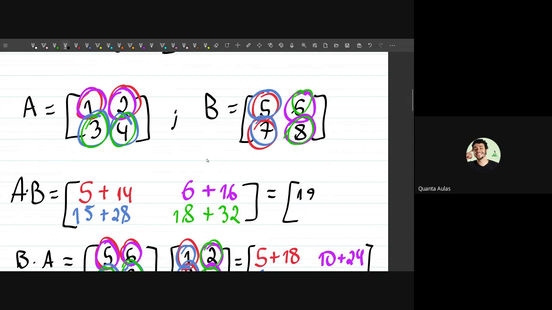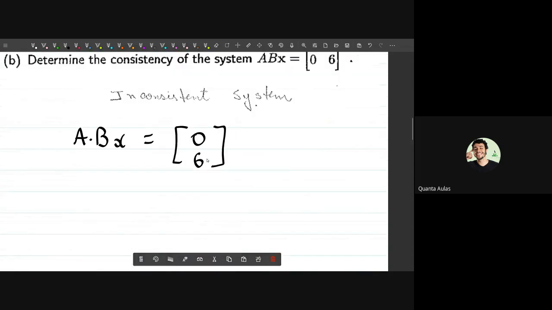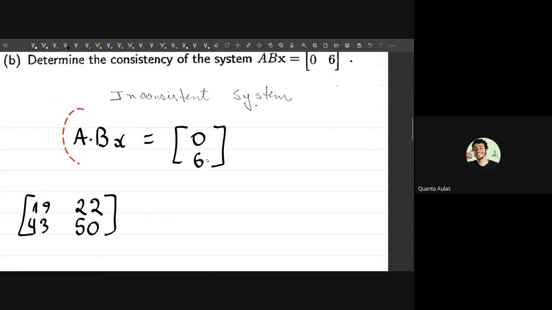So we have 19, 22, 15 plus 28, 40, 43. And here we have 15, right? This is the multiplication, so I will use this here because we have this multiplication here, right?